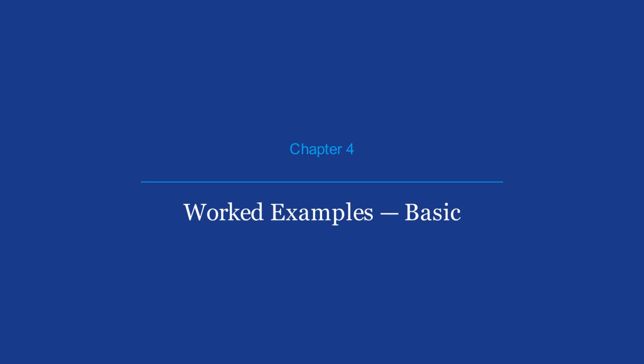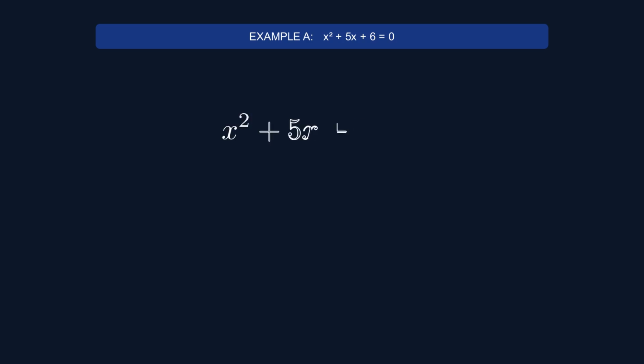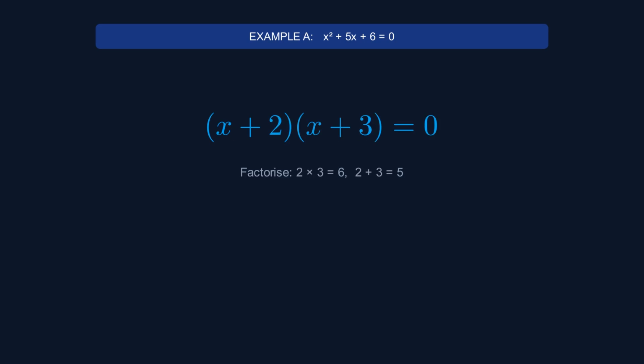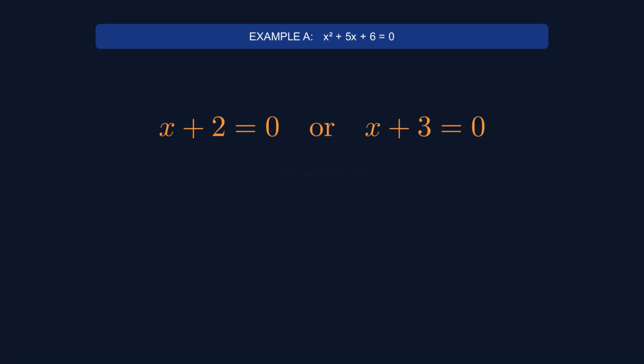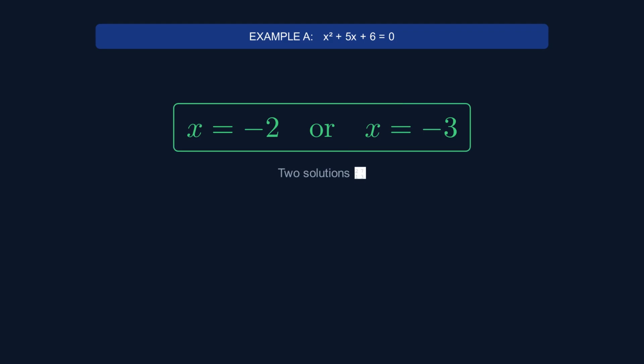Chapter 4, Basic Worked Examples. Example 1, x squared plus 5x plus 6 equals 0. Step 1 is already done. It already equals 0. Step 2, we factorize. Step 3, we apply the zero product rule. Step 4, we solve for x. So x is negative 2 or x is negative 3. Two solutions, both are correct.